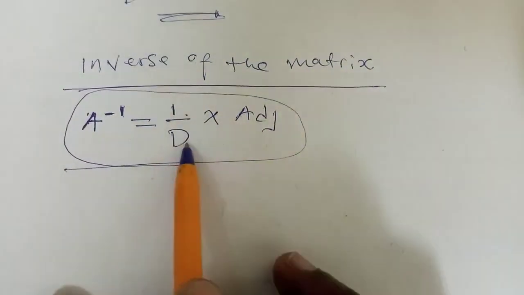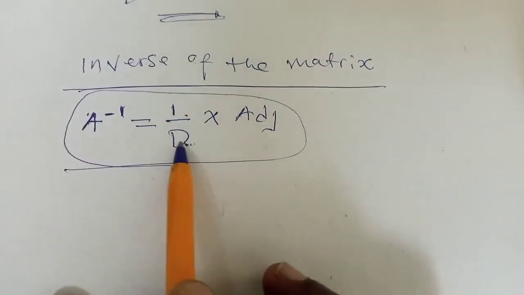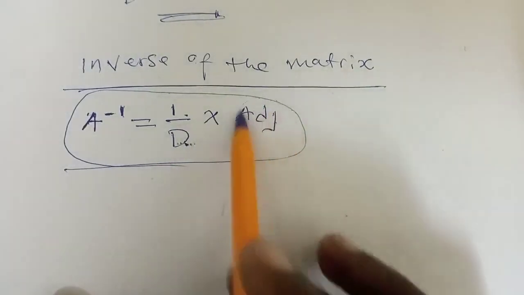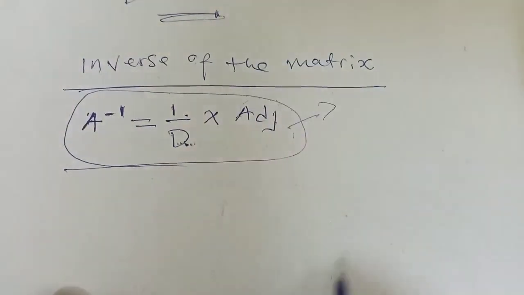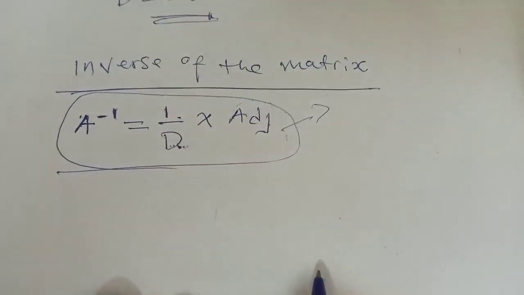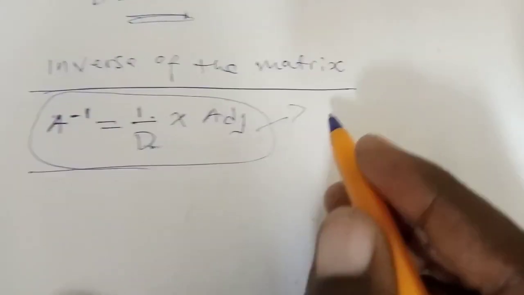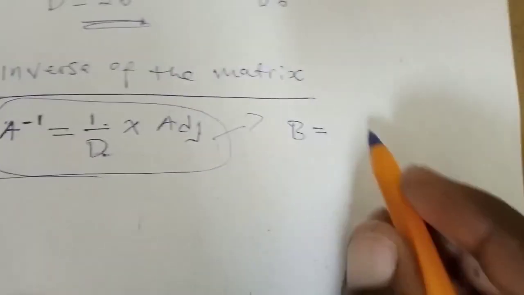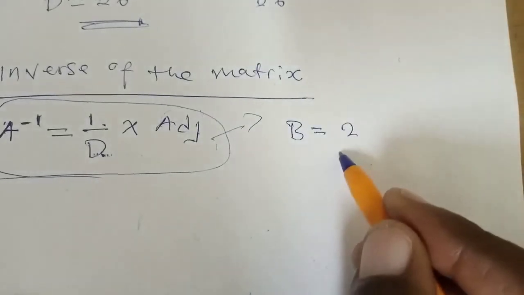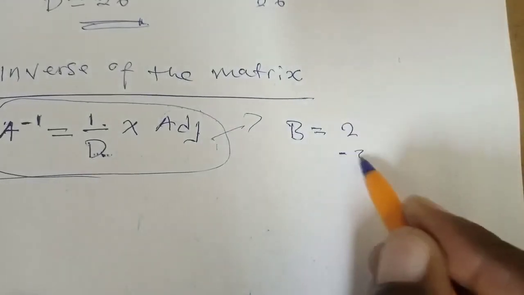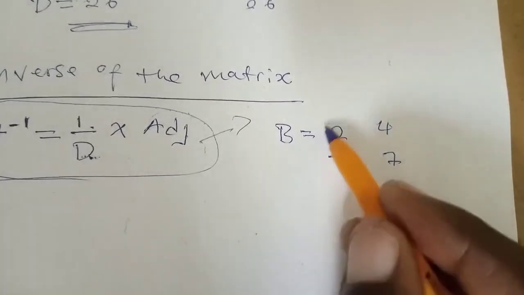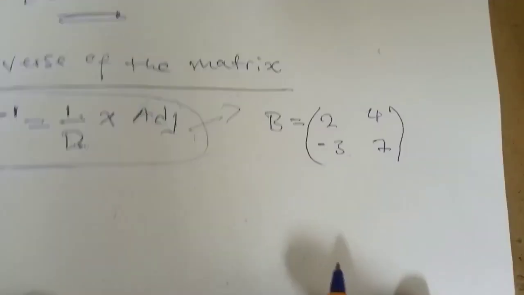Since we did the determinant, we know how to find the determinant. So we need to know what the adjoint is. How do we find the adjoint? Let's say we have that matrix that we have there. We have matrix B is equal to 2, negative 3, 4, 7, like that.